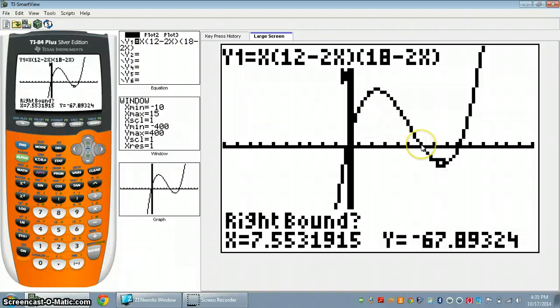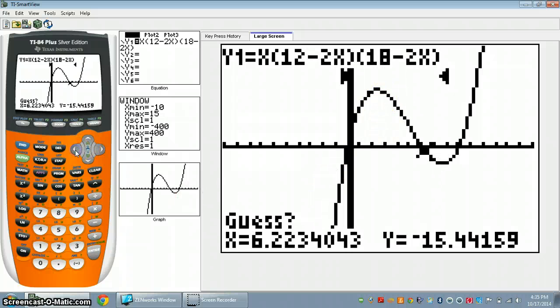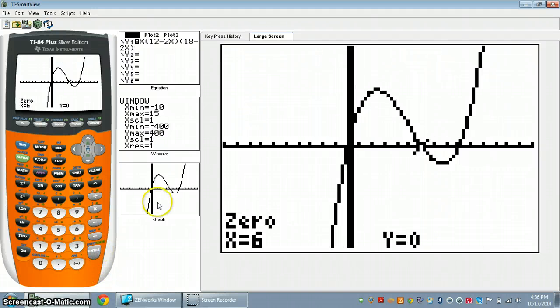Again, here's the point that I'm trying to find. The cursor is now flashing to the right of it. I push enter, and I can see 2 little arrows. If you have a color calculator, it will give you 2 vertical blue lines, or whatever color lines you have. And now I have to guess, and I just want to get fairly close to that point and push enter. And it now tells me that a second x-intercept is 6, 0.